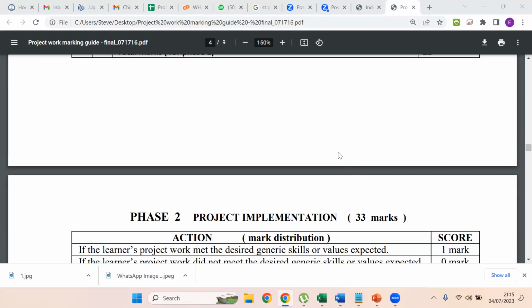So Mr. Musinguzi, you can now unmute. You can try to unmute now.